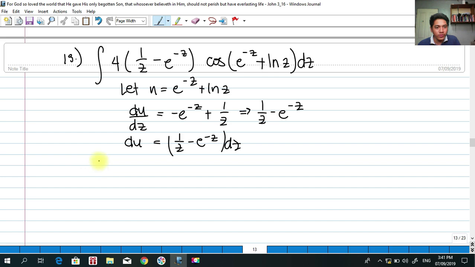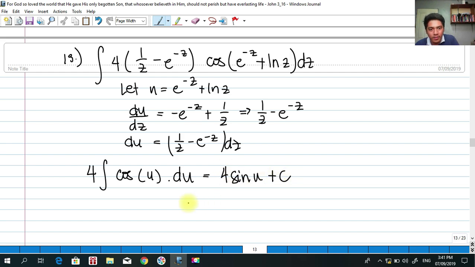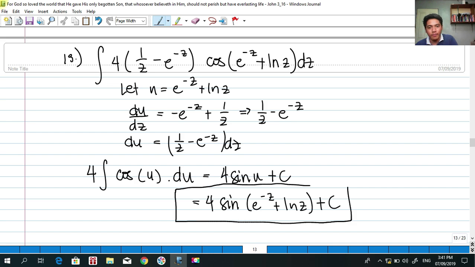So what will we do? Again, we can factor out 4 since this is a constant. So we have cosine of u, which is this, multiplied by du. So our answer should be: the integral of cosine of u is simply sine of u plus c. Back substitution, we have 4 sine of u. What is our u? e raised to negative z plus ln of z, plus c. So this should be our answer for this number.